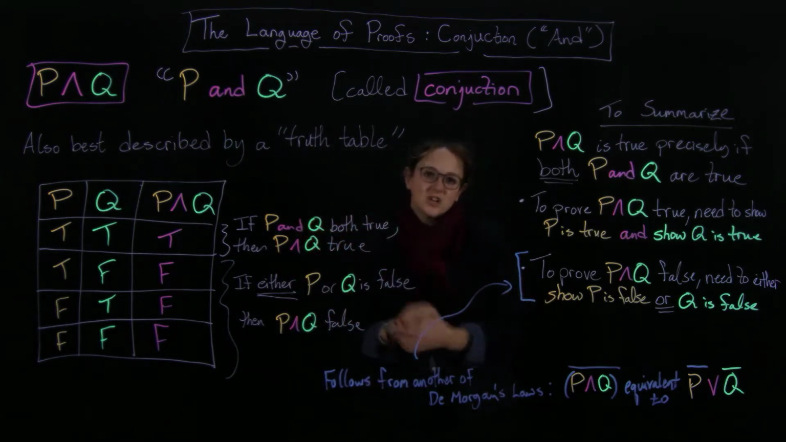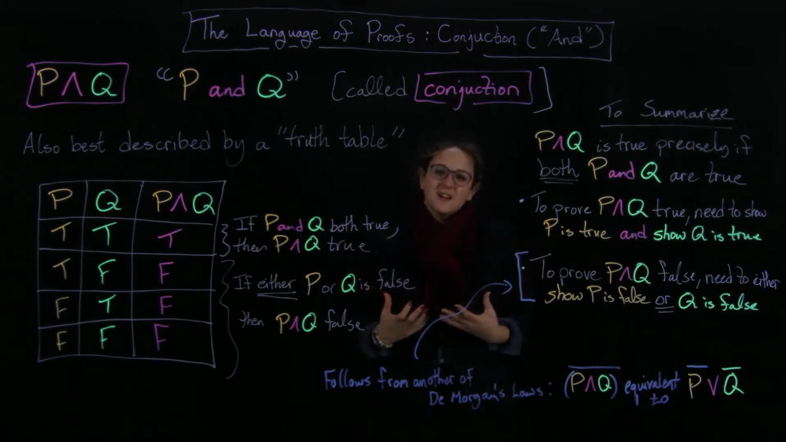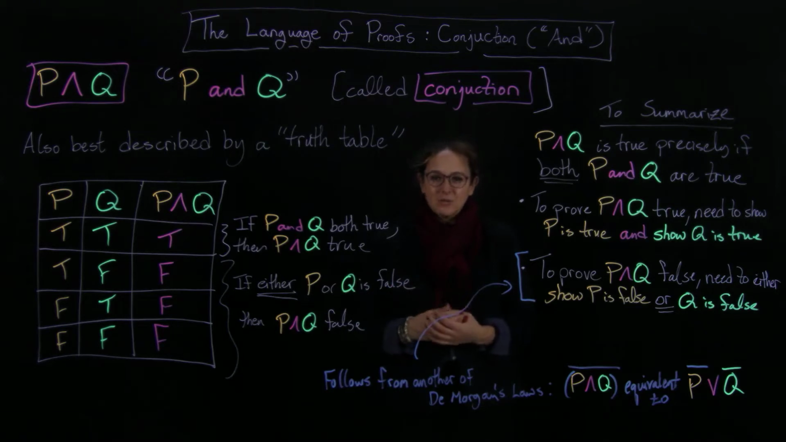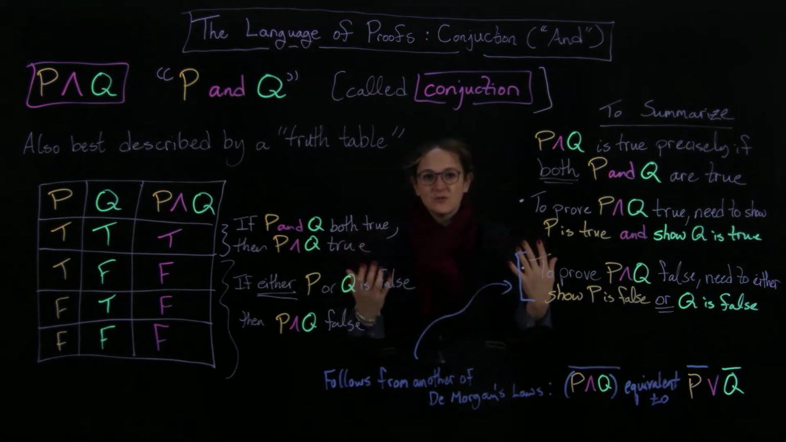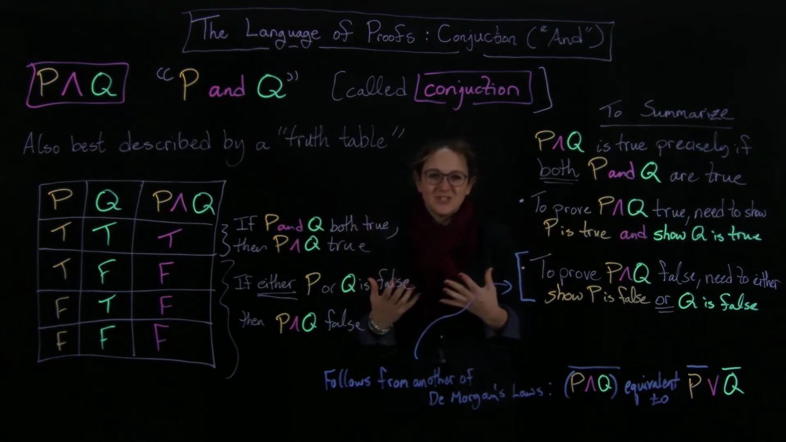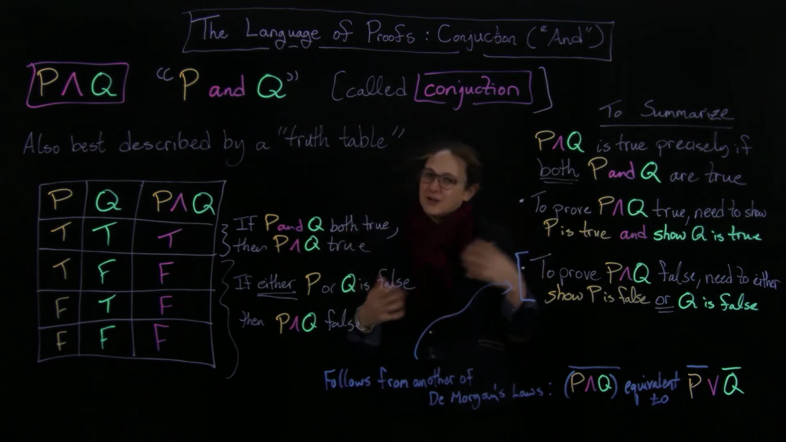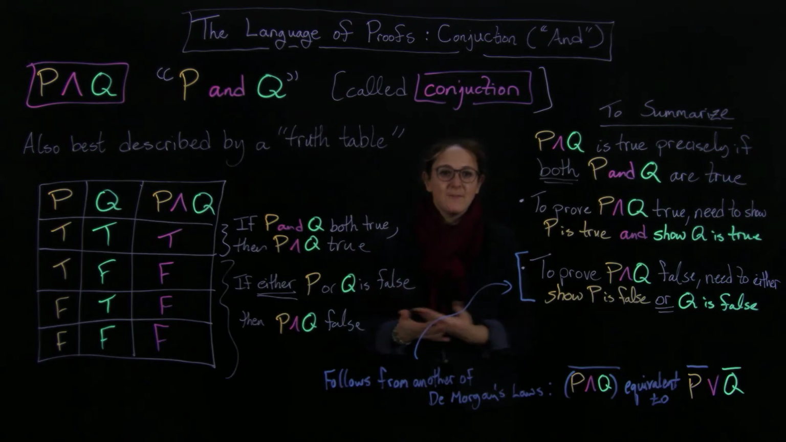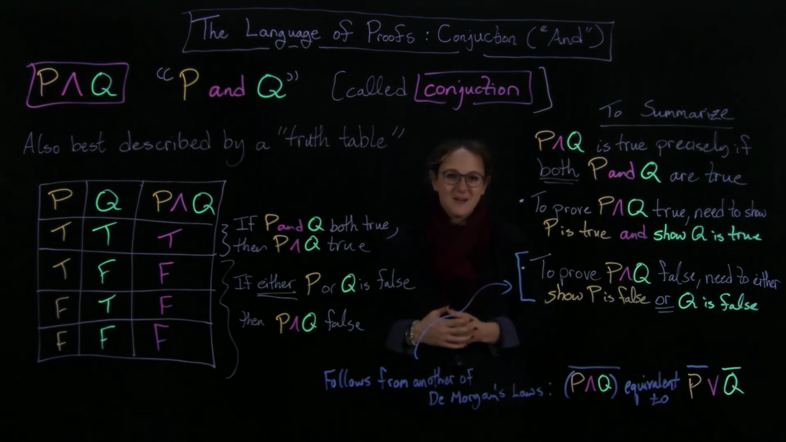So this is conjunction. This is the and. This is another one of these symbols, these logic words that you need to use like a logic word. In order to show that it's true, you need both P and Q to be true, because that's precisely when it's true. Which means that it's false when either P is false or Q is false. That's how you work with and statements in a logical manner. I hope that was helpful, and I will see you in the next lecture.